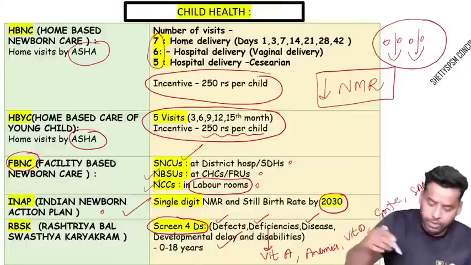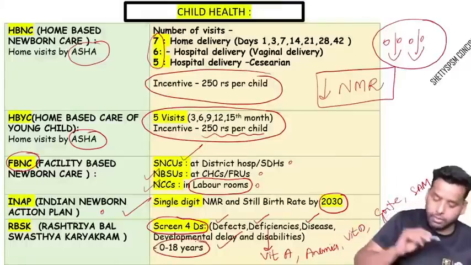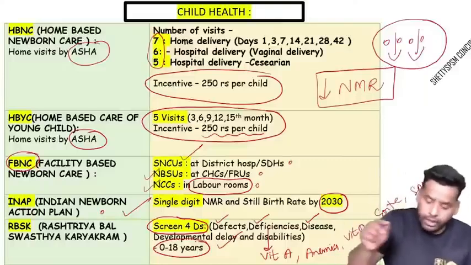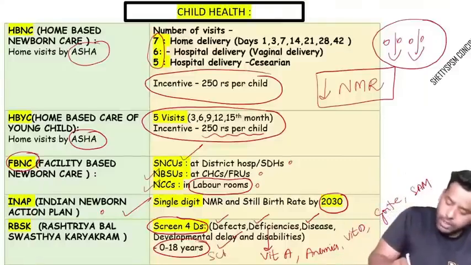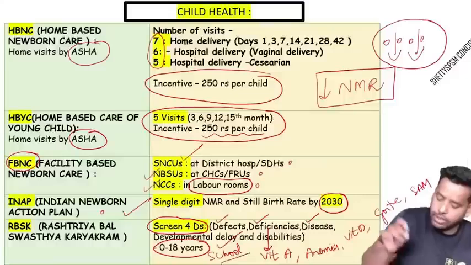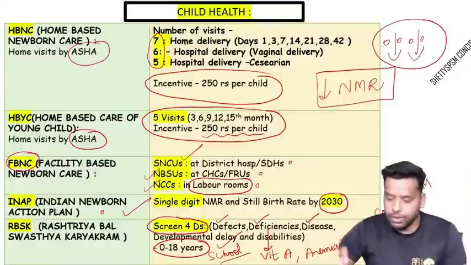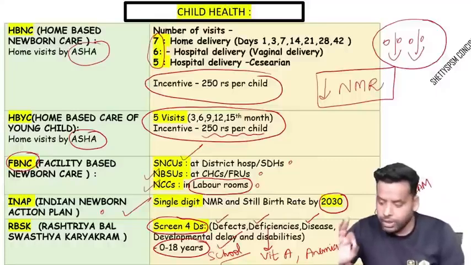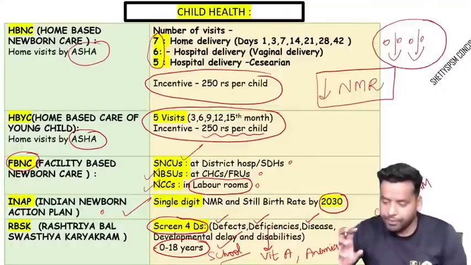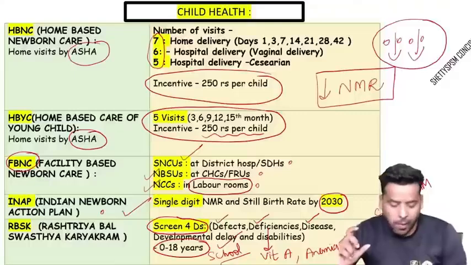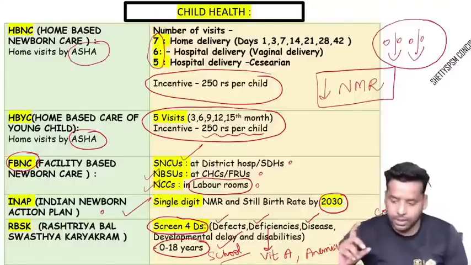Screening is done in the age group 0 to 18 years. Keep this in mind. So screening is done in schools, Anganwadi centers, community, also house to house. So this is the basics of what they ask in Rashtriya Bal Swasthya Karyakram mainly. I'm just making it more concise.